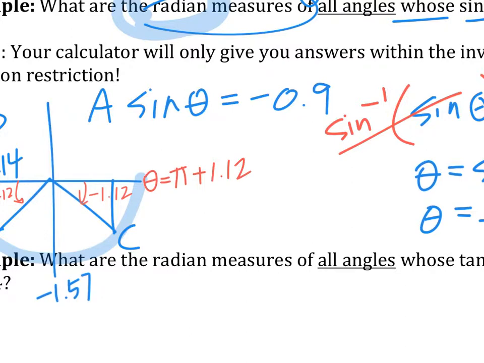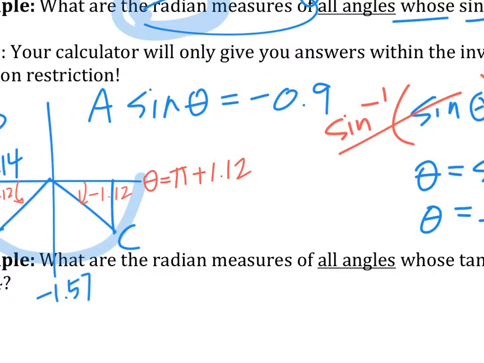Because if you're starting from zero, you have to go pi first, which is half of a circle, and then 1.12. So you always start from zero? You always start from zero. Yeah. So pi plus 1.12.